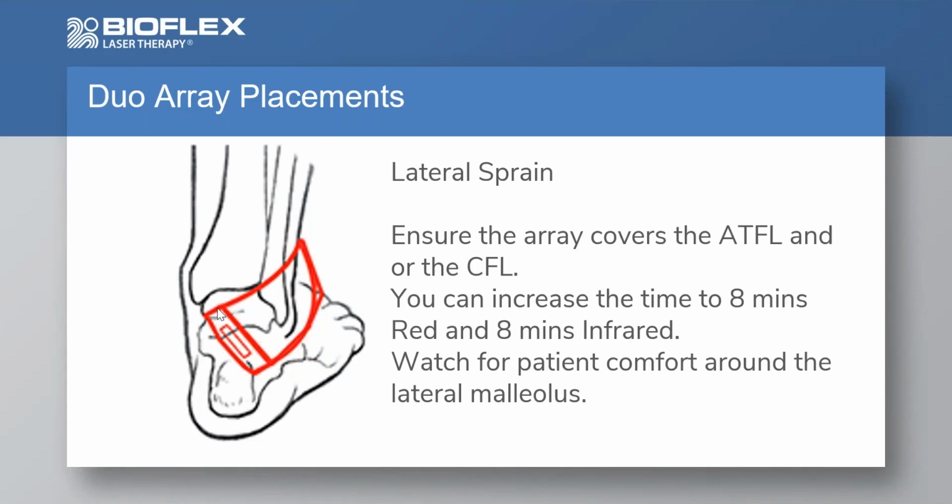So as far as where to place the arrays, regardless if it's a medial or lateral ankle sprain, we usually recommend a minimum of 2, and if not 3, placements. On the standardized lateral ankle sprain, the one that's most common, you're going to place it over the lateral malleolus and ensure that it covers the anterior talofibular ligament and or the calcaneofibular ligament as well. You can increase the time from the standardized 6 minutes and customize it to 8 minutes red and 8 minutes infrared as well, just to give that area that's most affected a little bit more dosage.